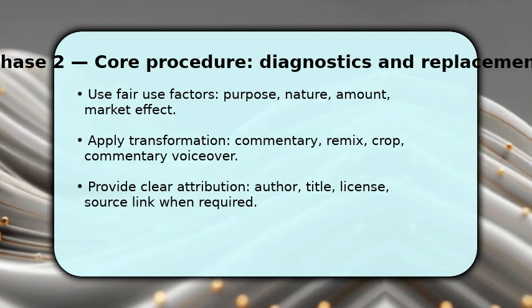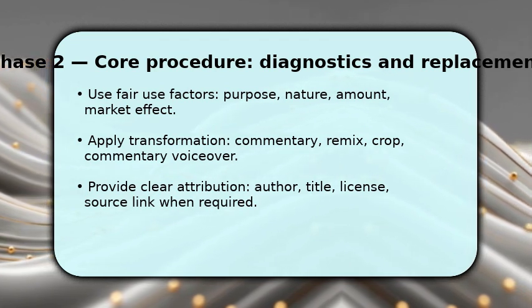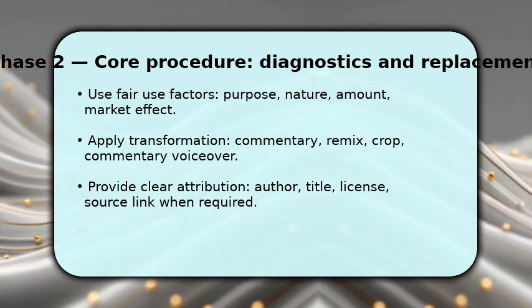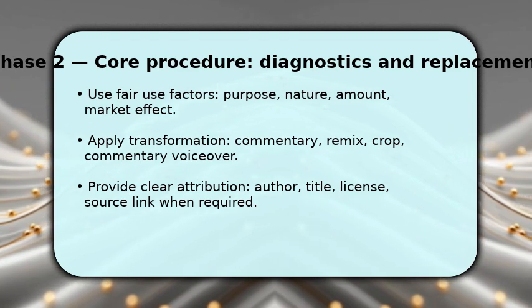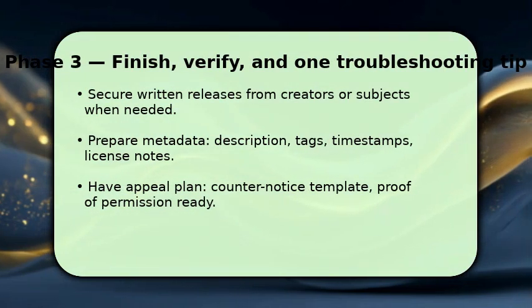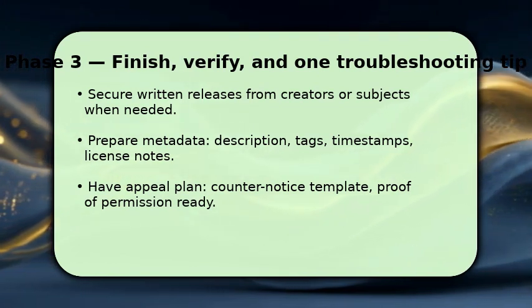When a license requires attribution, display author, title, license type, and source clearly in captions or credits, so viewers and platforms see compliance. Finally, obtain any necessary releases, especially if people or third-party music appear. A written release removes ambiguity.